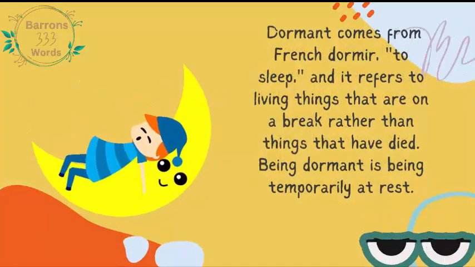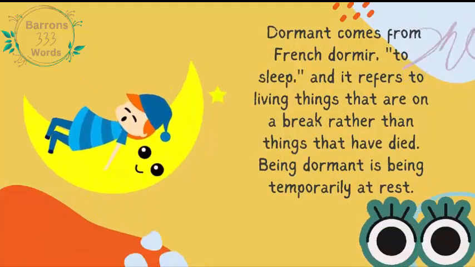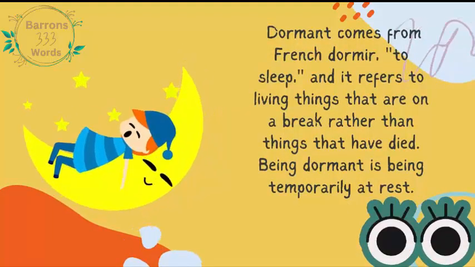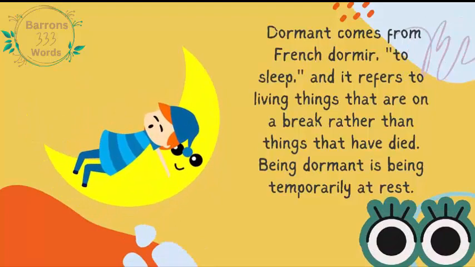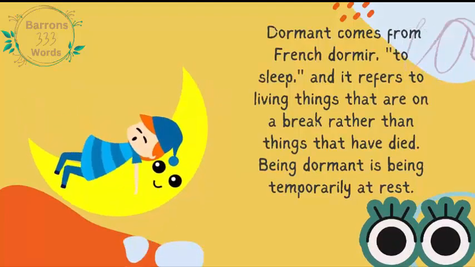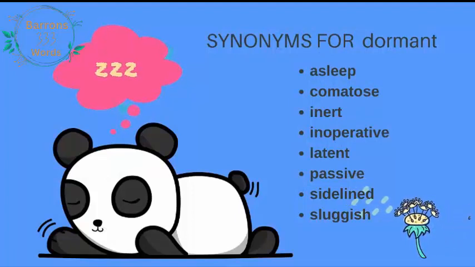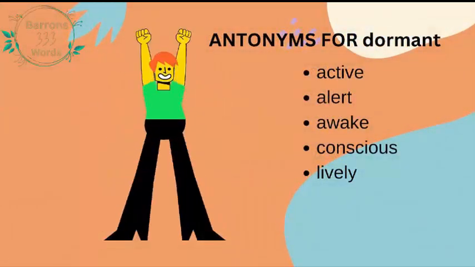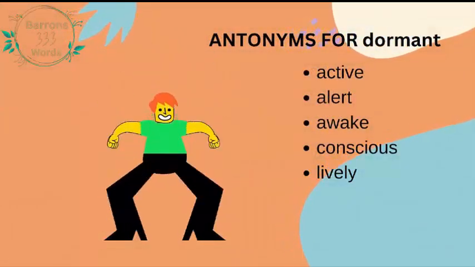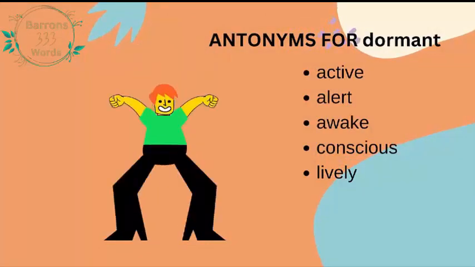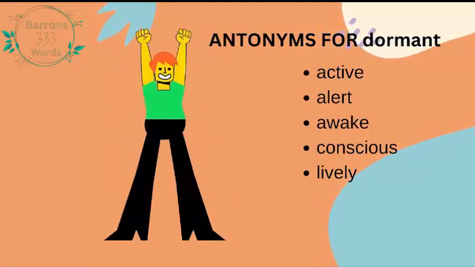Dormant comes from French dormir, to sleep, and it refers to living things that are on a break rather than things that have died. Being dormant is being temporarily at rest. Synonym: asleep, comatose, inert, inoperative, latent, passive, sidelined, sluggish. Antonym: active, alert, awake, conscious, lively.